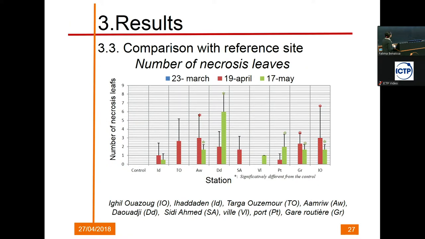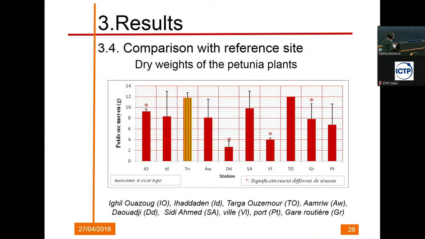The number of necrosis leaves also shows difference between Amrio, Por, Lagar, Erelozoi, and the control. Dry weight also shows the same results. It shows that Dawaji, Vil, Erelozoi are the most polluted sites.